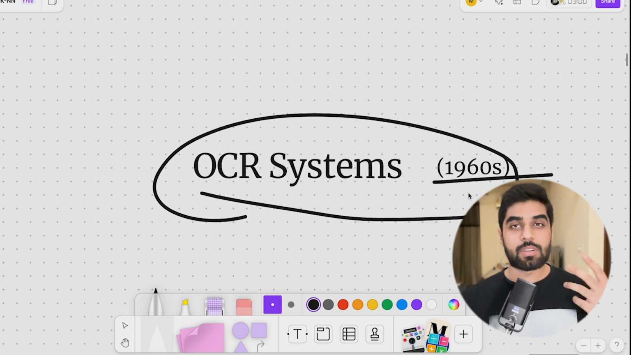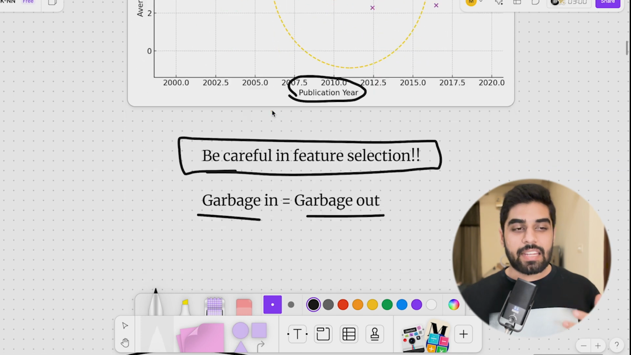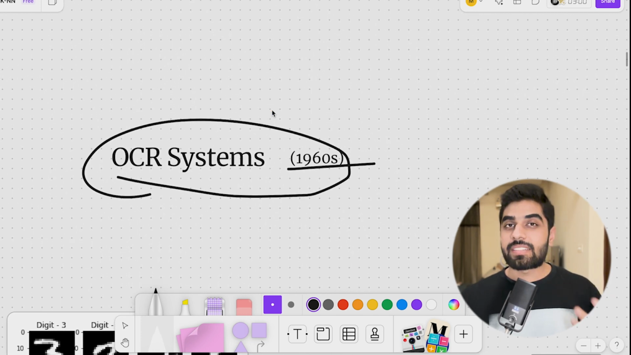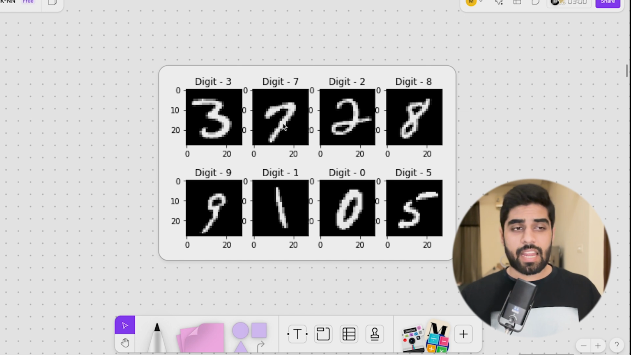And the first set of OCR algorithms that came up were using KNN. Such a simple idea that we just explained, and that simple idea was powering things like OCR. So how was it doing it? Let's say I had these digits. How would I classify these digits?